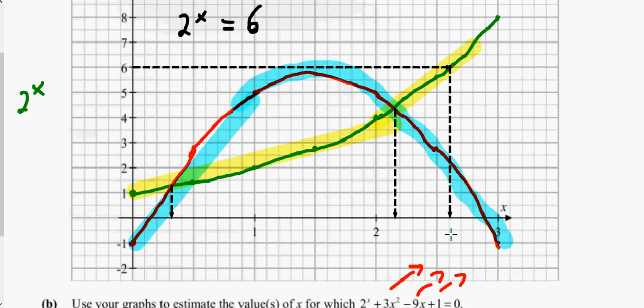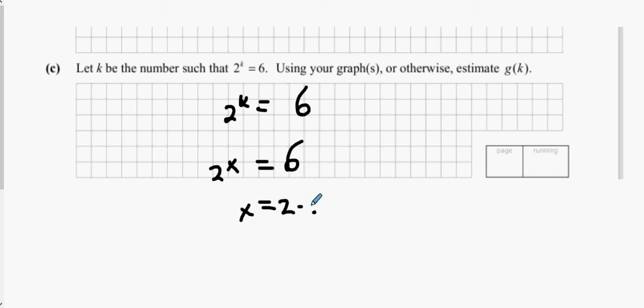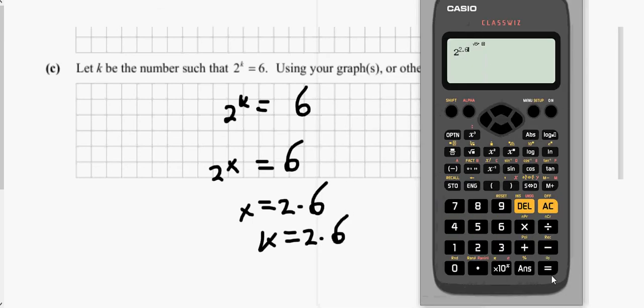2.6. That's when 2 to the power of x equals 6. So your x value is 2.6, so your k value must have been 2.6. This means k equals 2.6. If you aren't sure, put 2 to the power of 2.6 into the calculator. What should our rough answer be? Should be roughly 6. Close enough, isn't it?